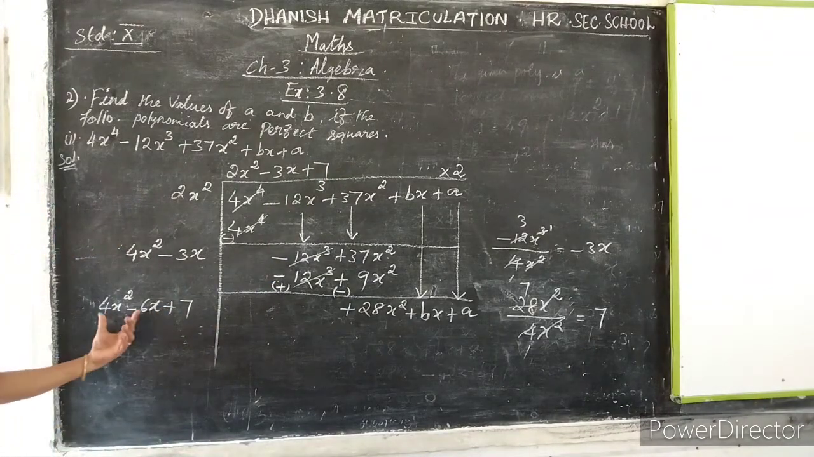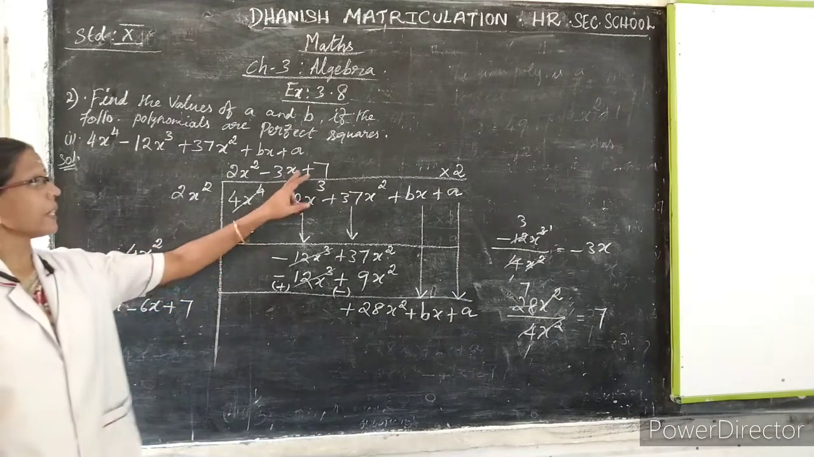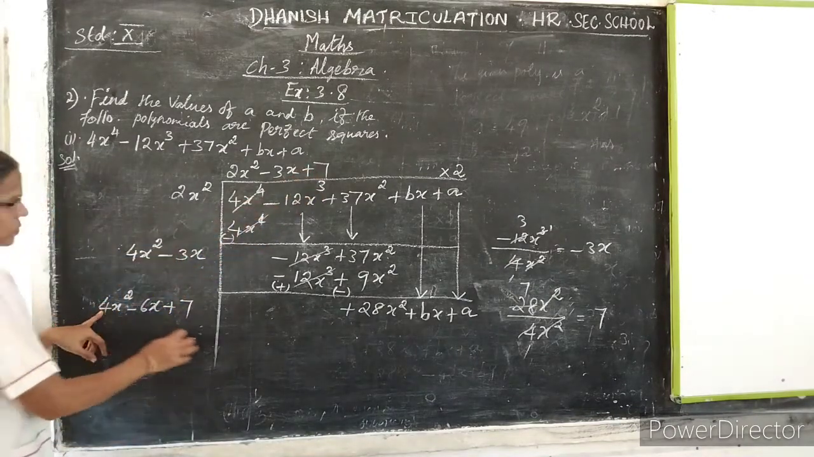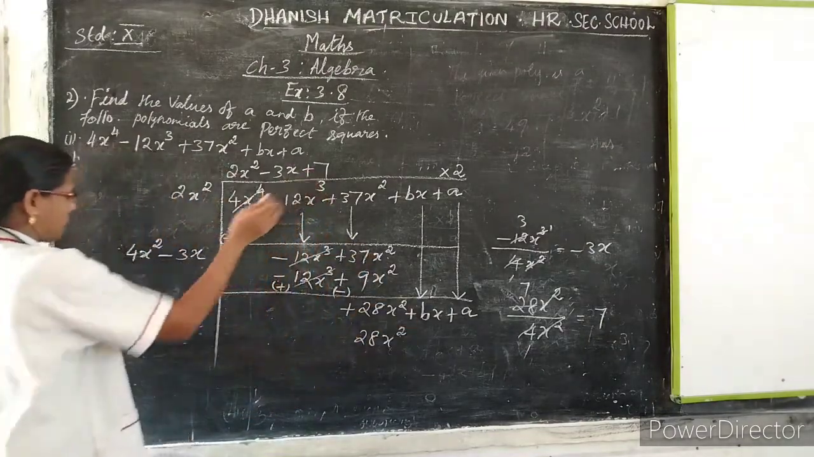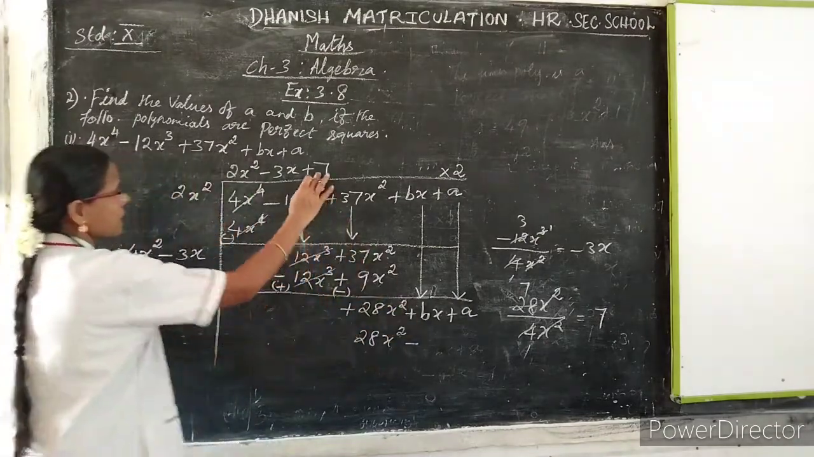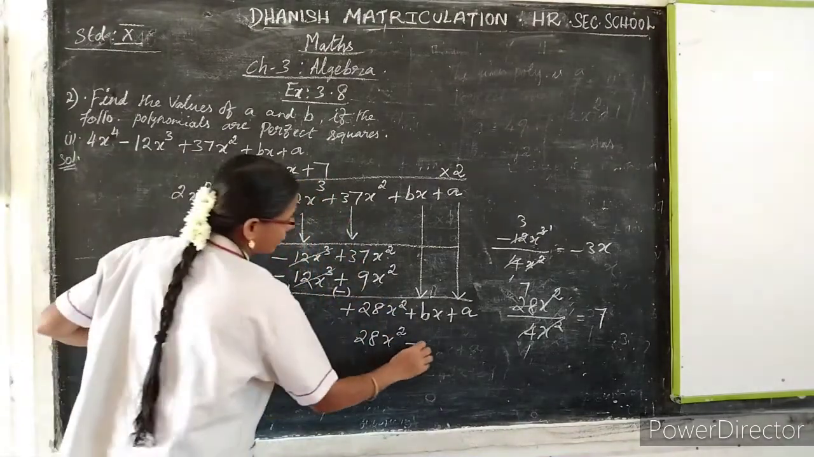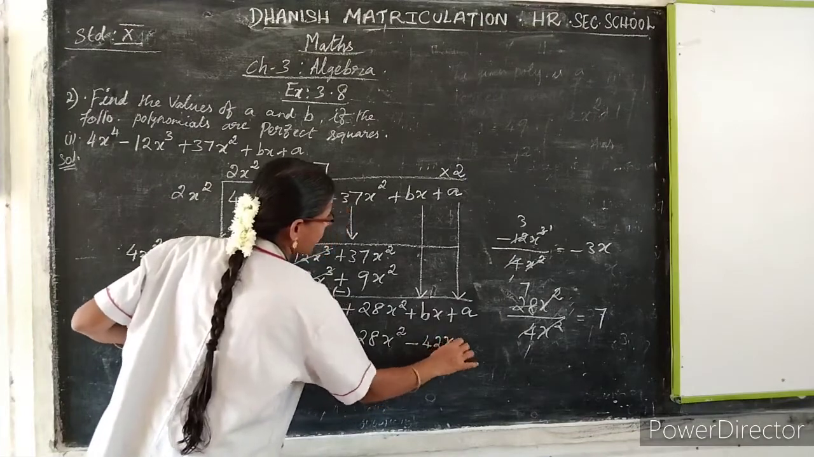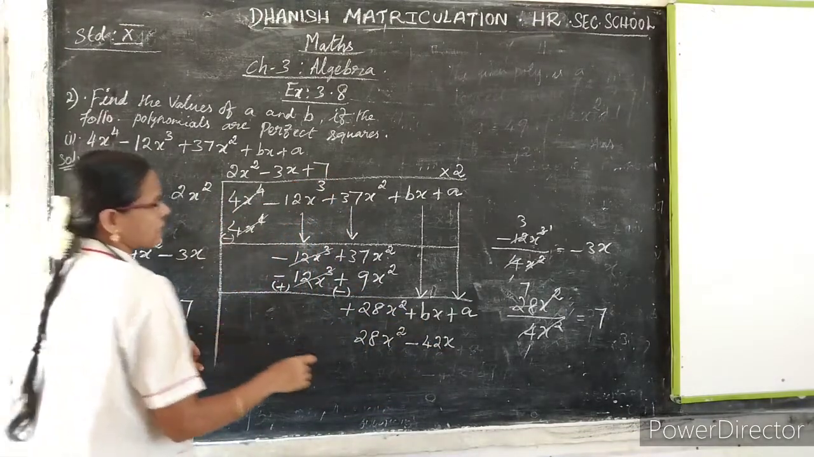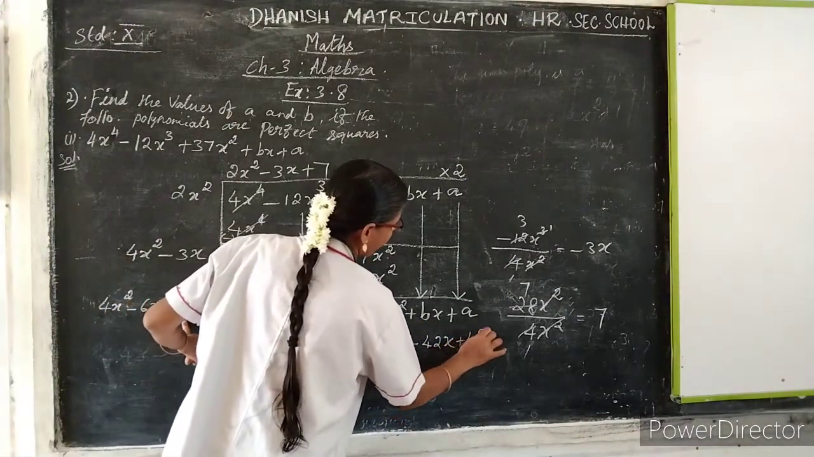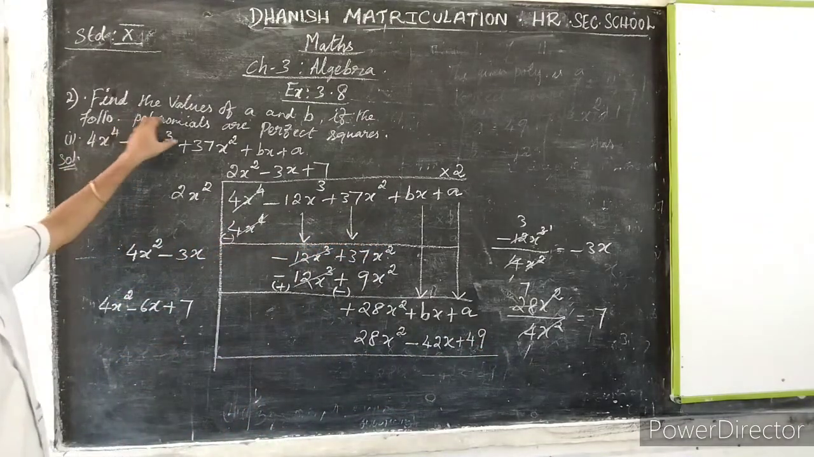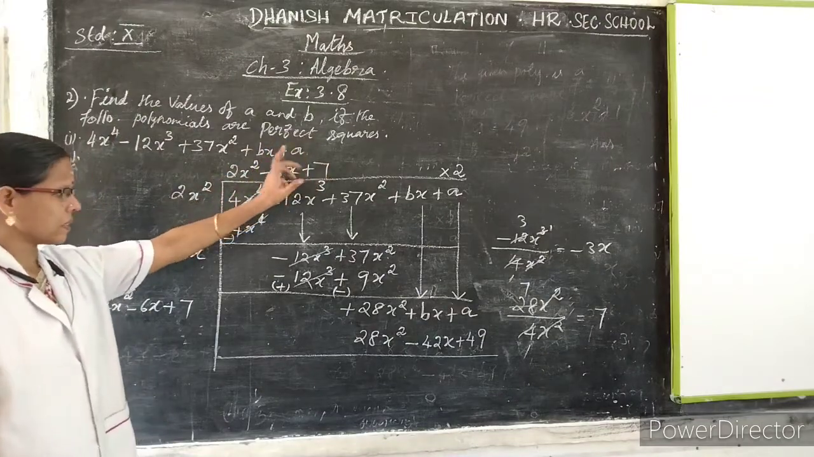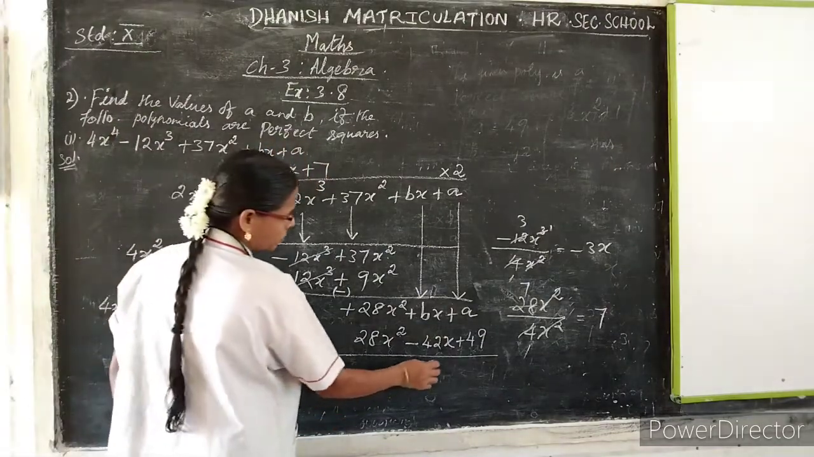Now this is the divisor with 3 terms. Multiply these 3 terms by this plus 7. 7 4s are 28x^2. Plus into minus is minus, 7 6s are 42x. Plus 7 7s are 49. Here the given polynomial is a perfect square, so the remainder should be 0.